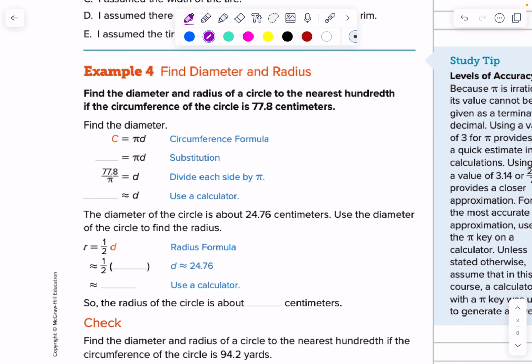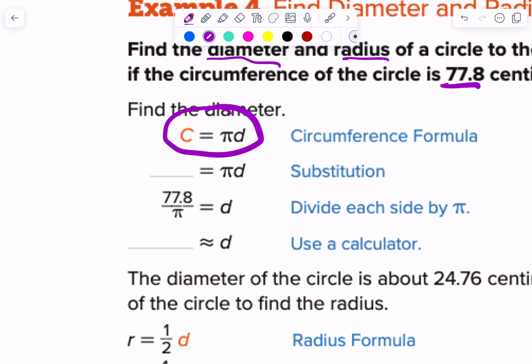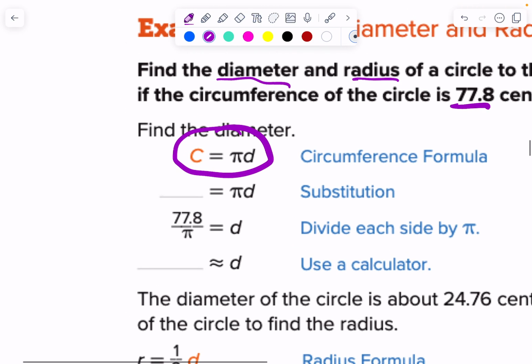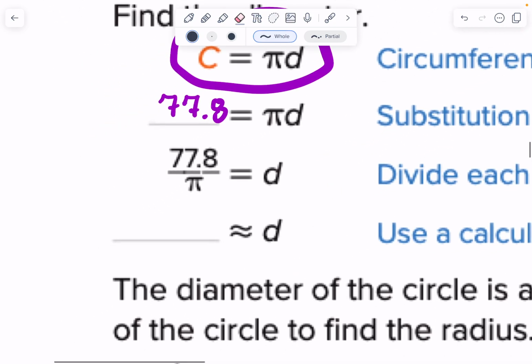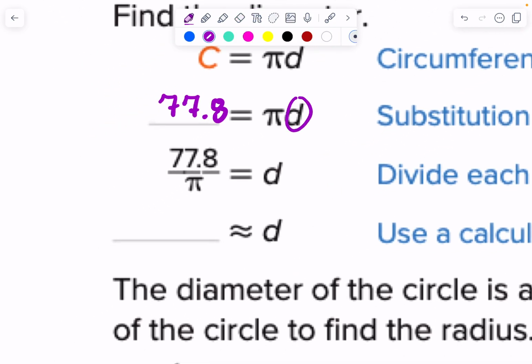Example 4. Now they're going to have us work backwards a little bit. Find the diameter and the radius of a circle to the nearest hundredth. That's 2 decimal places. If the circumference is 77.8. The formula for circumference is pi times diameter, or you can say 2 pi r. But they're going to have us solve for the diameter first, which is totally fine. So if I'm trying to solve for the diameter, all I need to do is divide both sides by pi. Again, use the pi button. Don't use 3.14. So you take 77.8 and divide by pi, and you will get the approximate diameter.